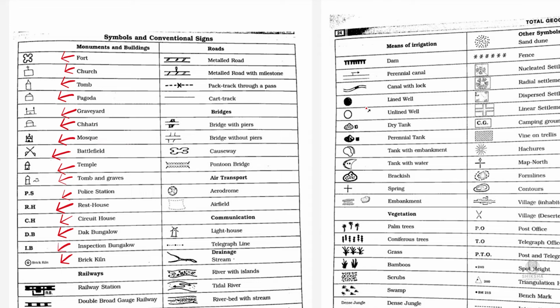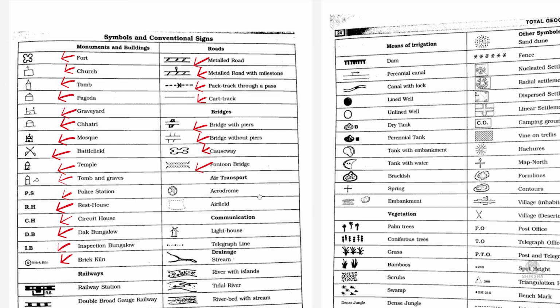Then for roads, you can see metal roads, which means proper roads, that is concrete roads, you can say. Then there is the sign for a cart track, or the track to pass where the river is dried up and you can pass. Then some bridges: causeways, where the river is dried up and you can pass on. Bridges without piers, bridges with piers. Then the pontoon bridge, which is not a permanent bridge. These bridges are made on air balloons.